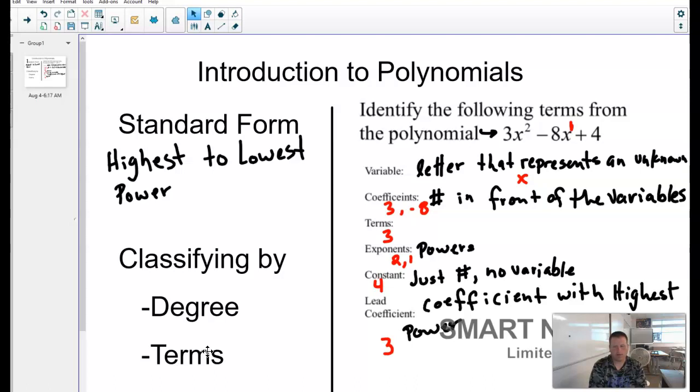Just like if we had people in class, we could sort them by whatever characteristic. Everybody that's wearing jeans compared to those that are wearing shorts or something like that. So by degree is just going to be the highest power. We're going to look at the highest power for this.